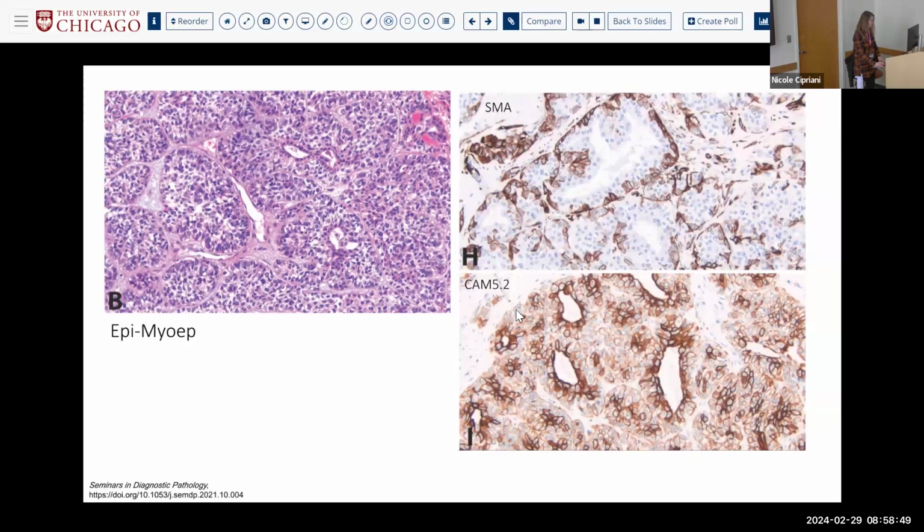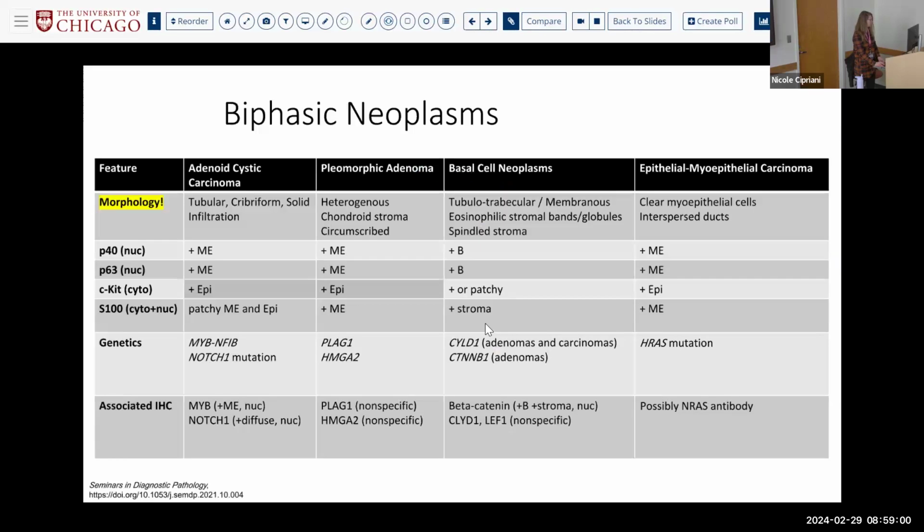I don't know why this is here, but this is an example of epithelial-myoepithelial carcinoma. All right, we already went through this chart.